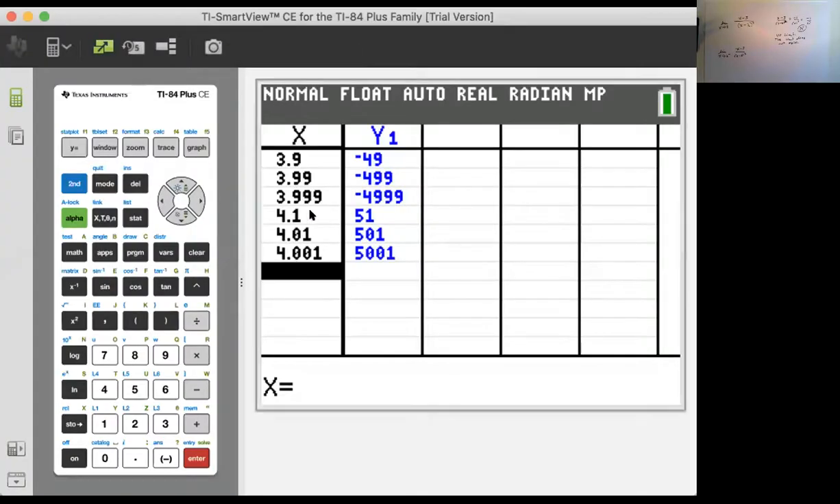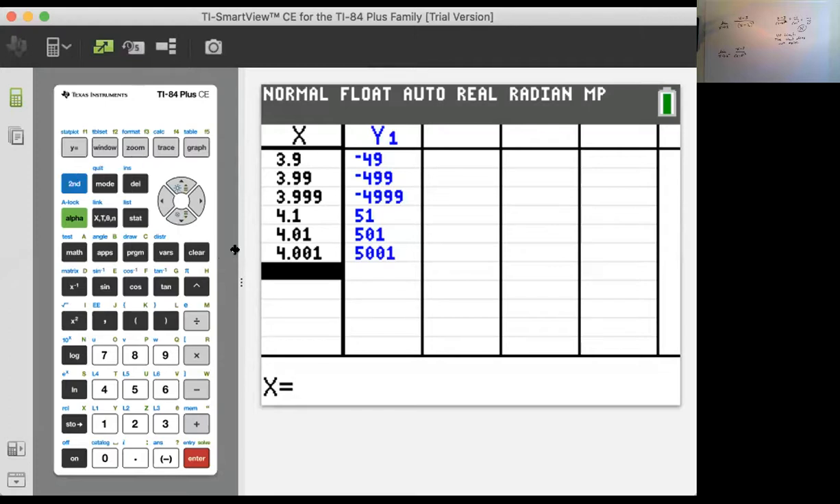So again, I will jump to the graphing calculator and we'll clear all this out, or I can just type over it, I guess. To the left of 2 would be 2.9. Excuse me, not 2.9, 1.9. Try that again. 1.9, 1.99, 1.999.